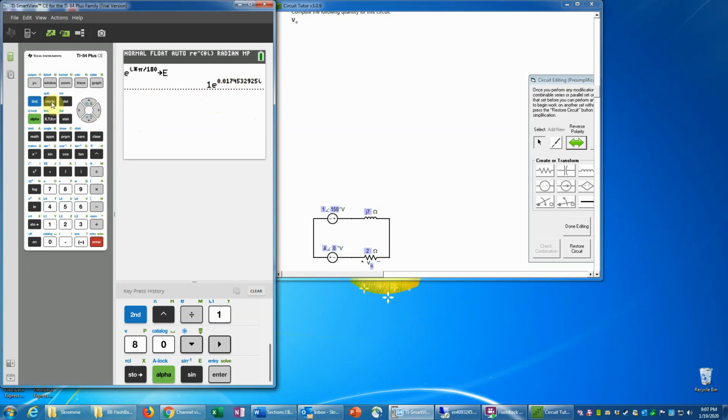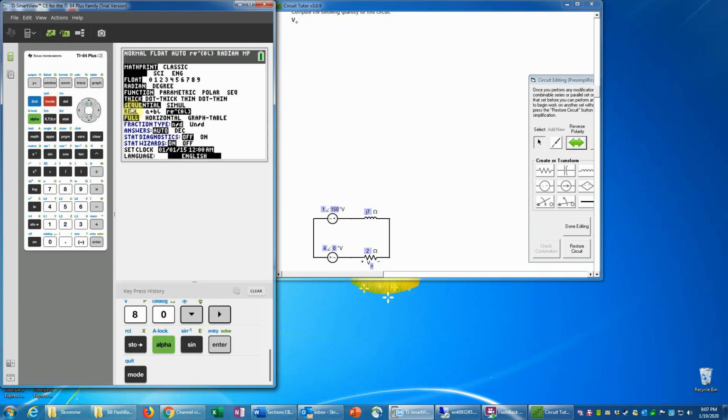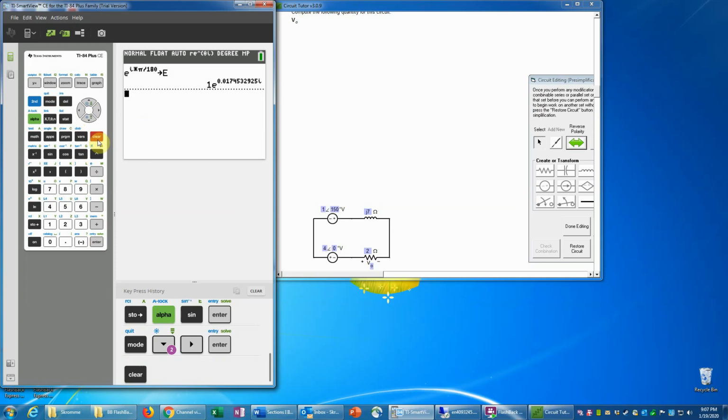So I'm going to change my mode now. And I can't do it initially. I have to do this first calculation in radian mode or it won't work. So I'm going to go now mode into degrees. And so I have to go down here and over to degrees and enter that. So now I'm in degree mode.